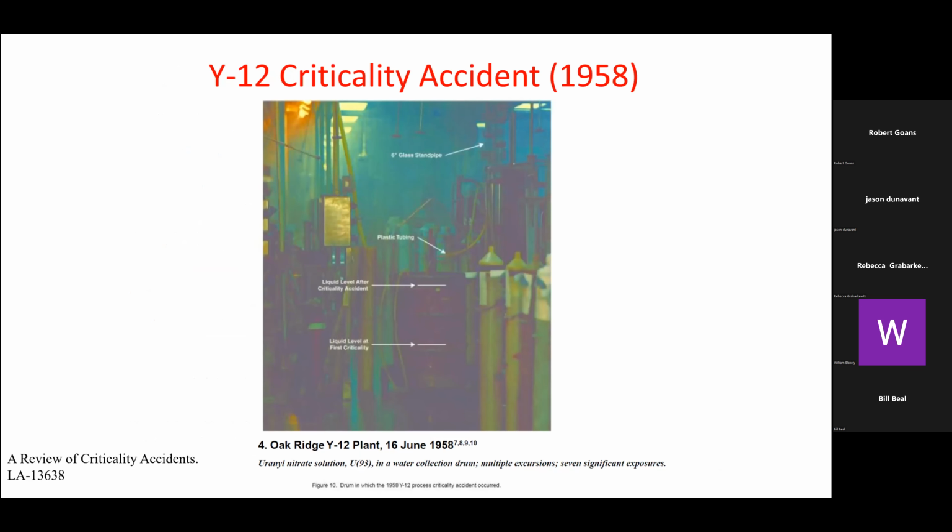So let's look at the Y12 criticality accident. This is kind of interesting. It was a liquid criticality accident. These slides are from the Los Alamos review of criticality accidents.